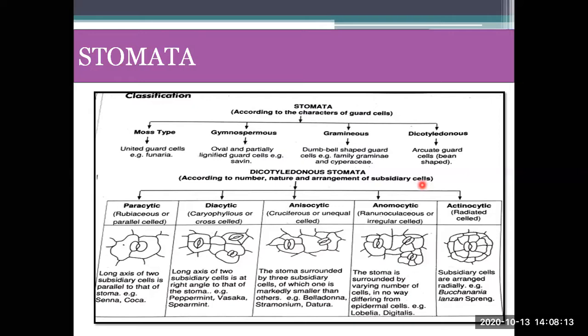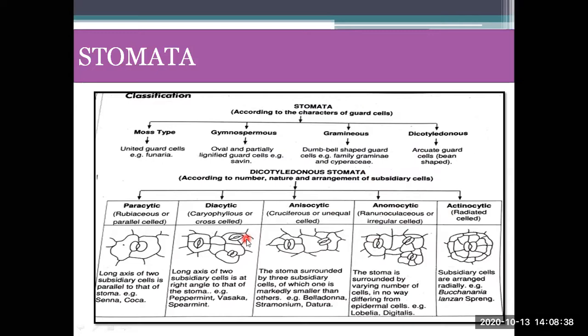Cells around the guard cells. Yes, those bigger cells which are attached to the guard cell are called the subsidiary cells. Basically, subsidiary cells are nothing but epidermal cells which are getting elongated in size and shape. So mainly stomata are classified on the basis of the type of guard cell which is present and the subsidiary cell.